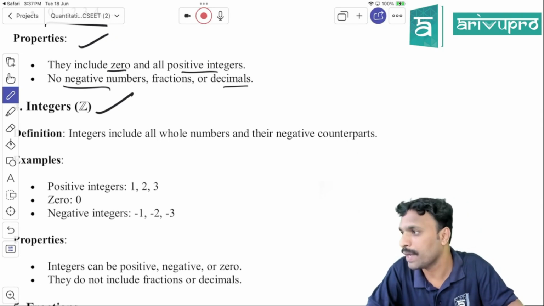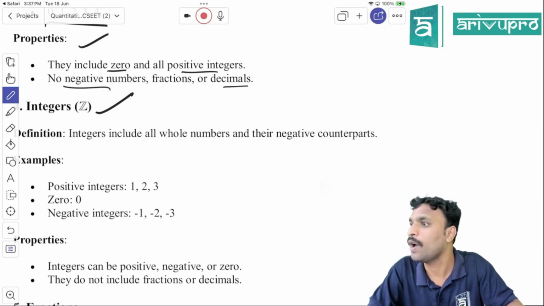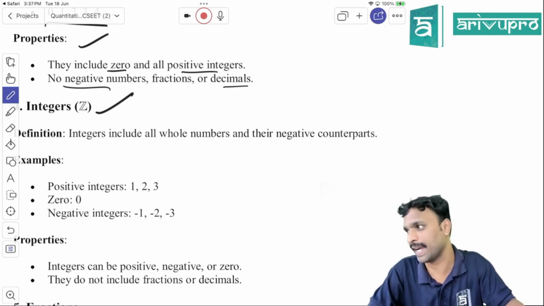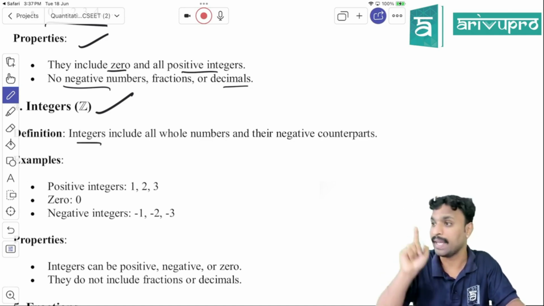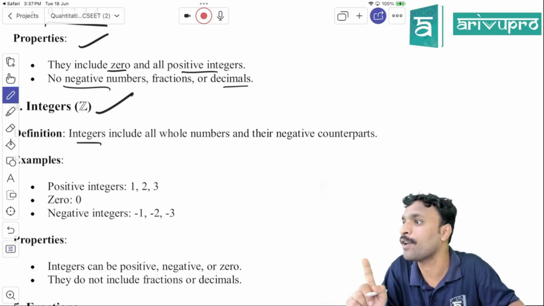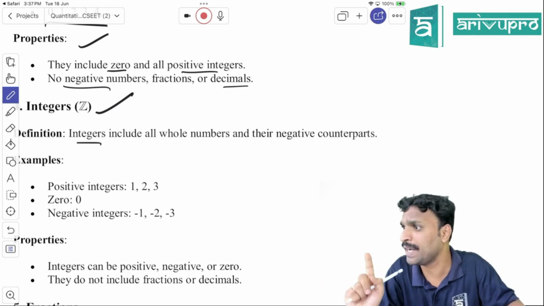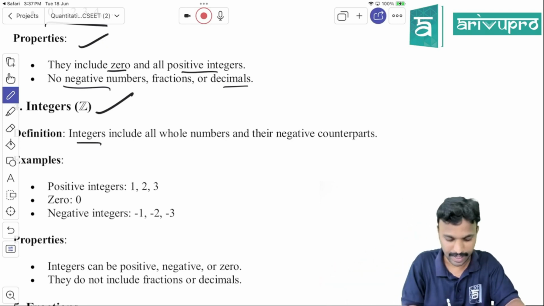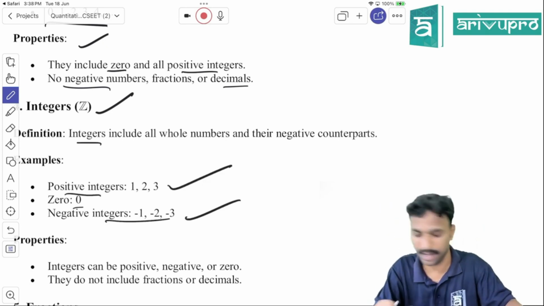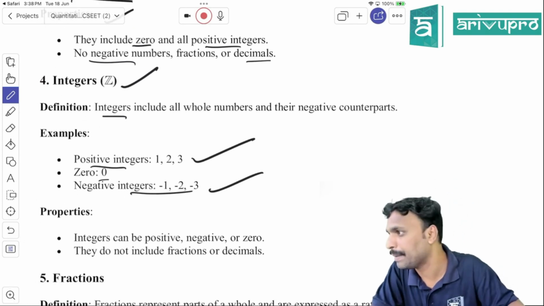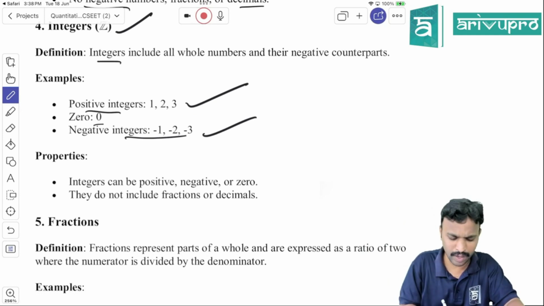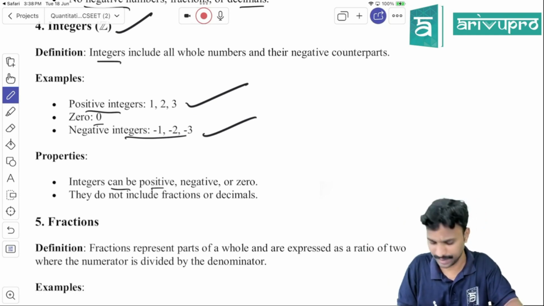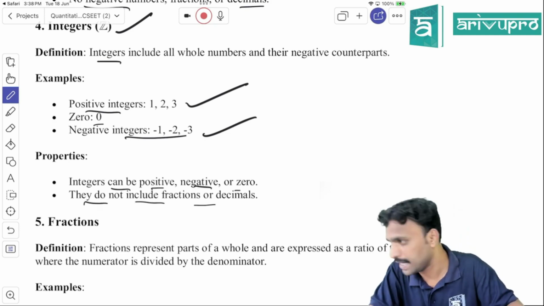Integers include whole numbers, natural numbers, all positive as well as negative, right? And they cannot be fractions. They cannot be decimals. Integers cannot be decimals. Integers cannot be fractions. They can be 0, right? So positive integers, 0, negative integers put together are integers. Clear? Moving on, integers can be positive, negative or 0. They do not include fractions or decimals.